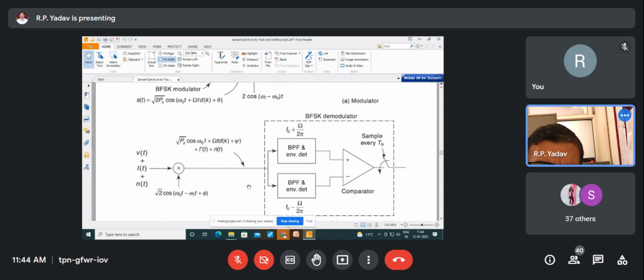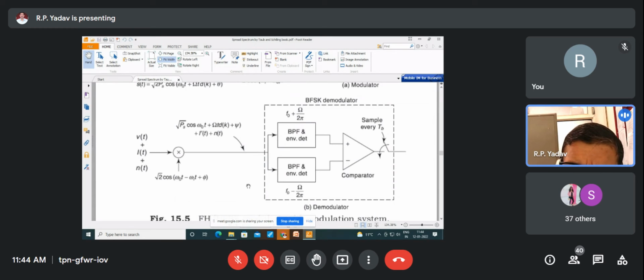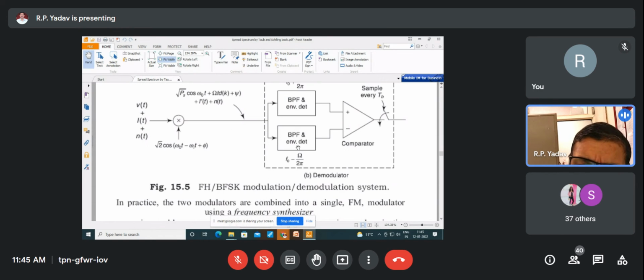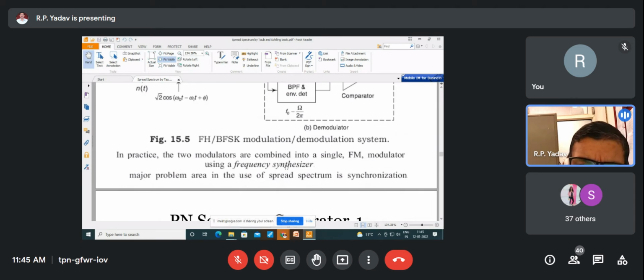What I do, I think those of you who were present in the lecture, we discussed in the class also, like in the offline lecture, that we will have two filters at two particular frequencies, and then each filter will give me a finite output depending upon which particular frequency has come. So that's the same thing. I think that BFSK modulation and demodulation system we have already seen. Two modulators are combined into a single FM modulator using a frequency synthesizer. Major problem area in the use of FH is synchronization.